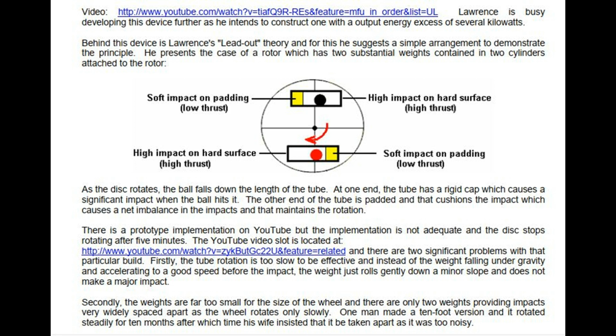As the disc rotates, the ball falls down the length of the tube. At one end, the tube has a rigid cap which causes a significant impact when the ball hits it. The other end of the tube is padded, and that cushions the impact, which causes a net imbalance in the impacts and that maintains the rotation.